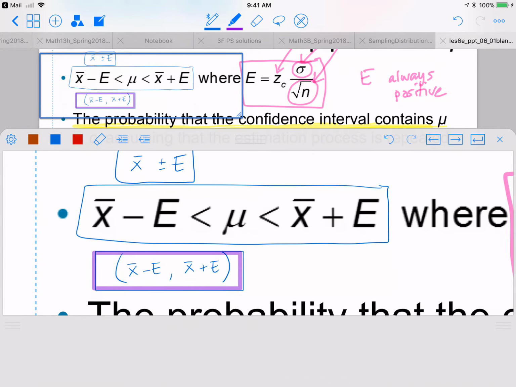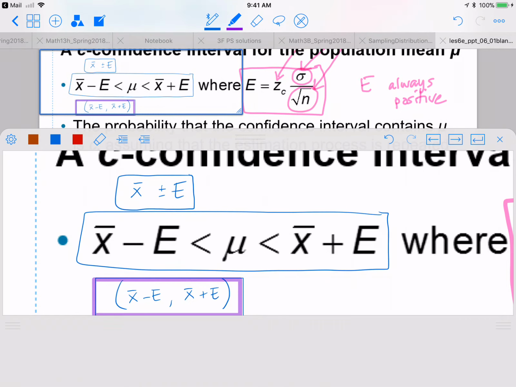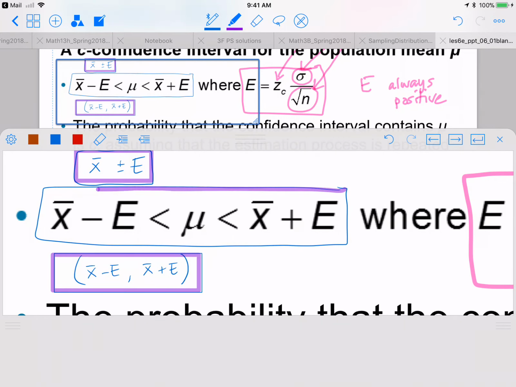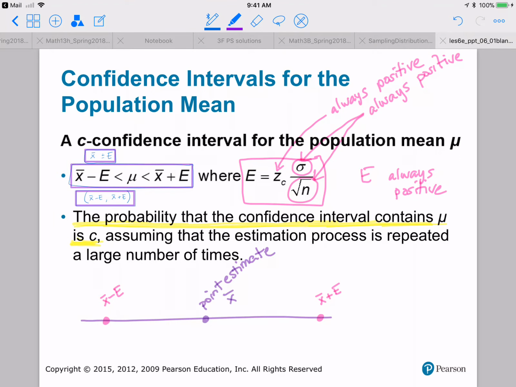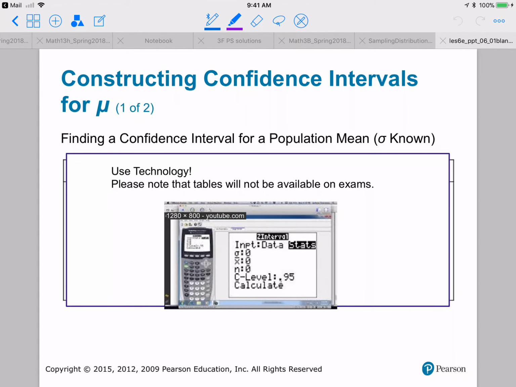So people will use interval notation. This one right here, X bar plus and minus E, is used, for example, in polls, where you'll say it's this plus or minus 3 percentage points. That's giving you your margin of error, okay? And then the last one here is the longest one. All three of those, you can use interchangeably. Let's go ahead and do an example.